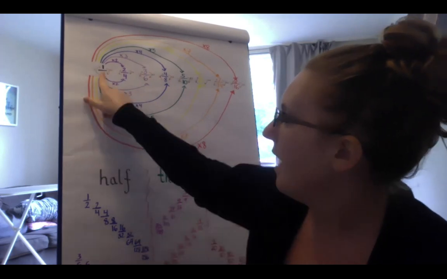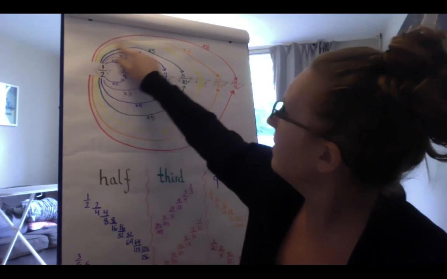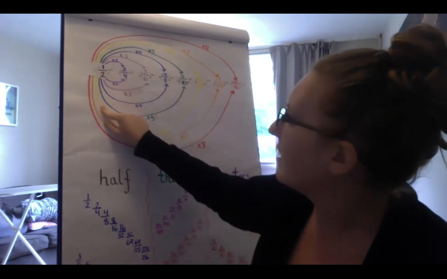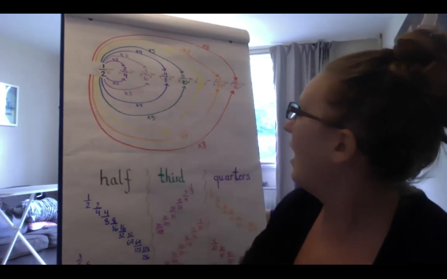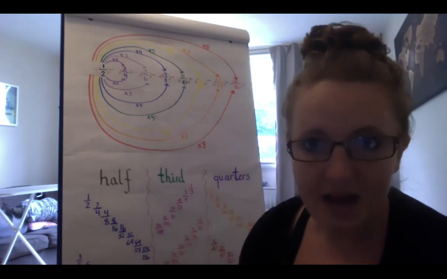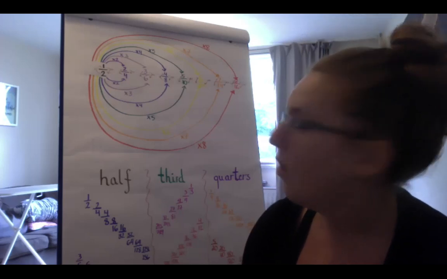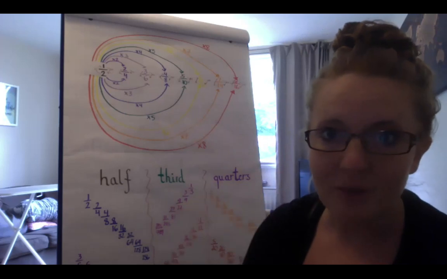Same thing, now this time I've multiplied by 6. My numerator by 6, 1 times 6 is 6, and my denominator by 6, 2 times 6 is 12. I stopped at 8, but this could go on and on. So you see how your multiples can actually help you with your equivalent fractions. What you need to remember though is what happens to the top must happen to the bottom.